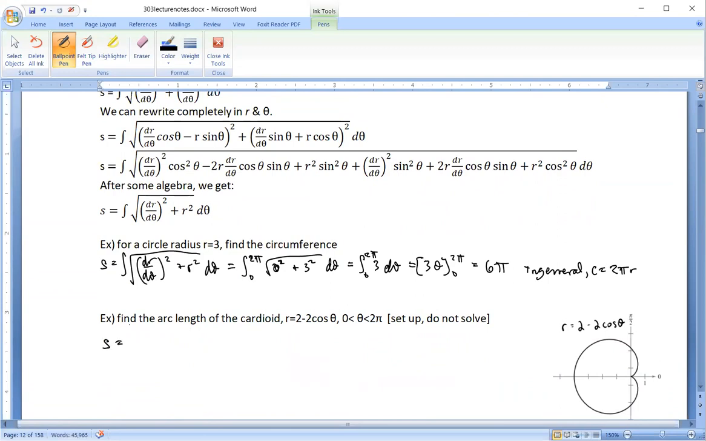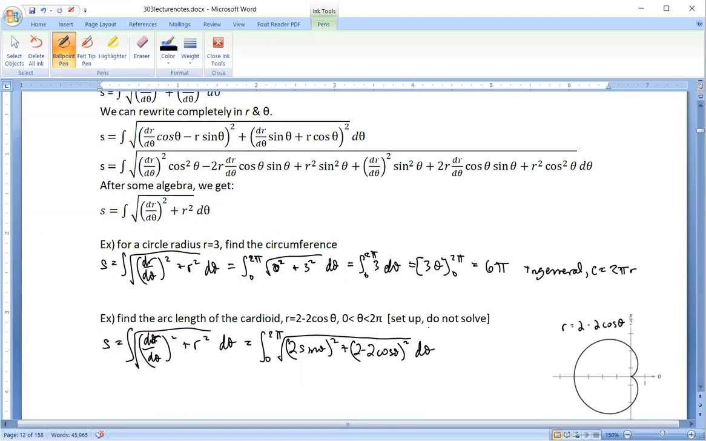Length equals the integral of the square root of dr d theta squared plus r squared, d theta. So that's just the integral from 0 to 2 pi. So dr d theta is going to be 2 sine theta, squared, and then plus r squared, so 2 minus 2 cosine theta, that business squared, square root of all that, d theta. And we're just going to set up and not solve.